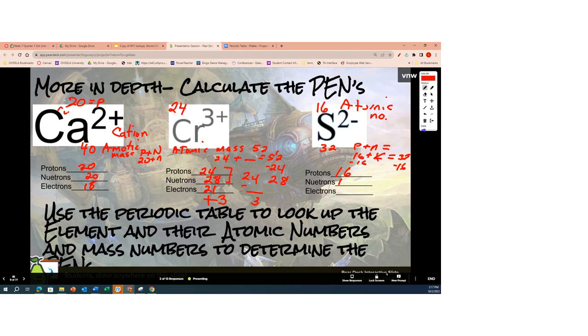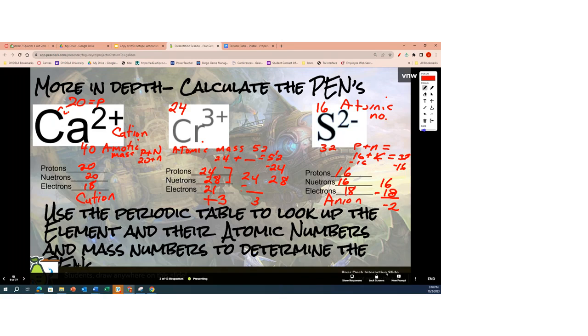Thanks, Jasmine. 16. Okay, so now I've got 16 protons minus some number that gives me -2. So it's like I go in the hole. I got $16. I'm going to use all $16, right? Ah, there you go, Oz. 18. Good job. 18 electrons. So if I have more electrons than protons, it's an anion. If I have more protons than electrons, it's a cation. Okay, so that's what we're talking about.